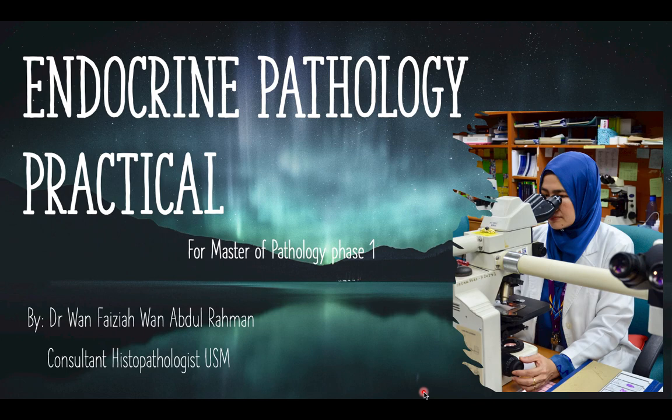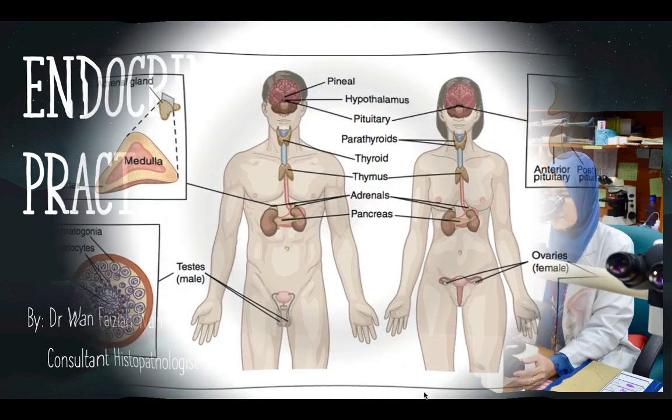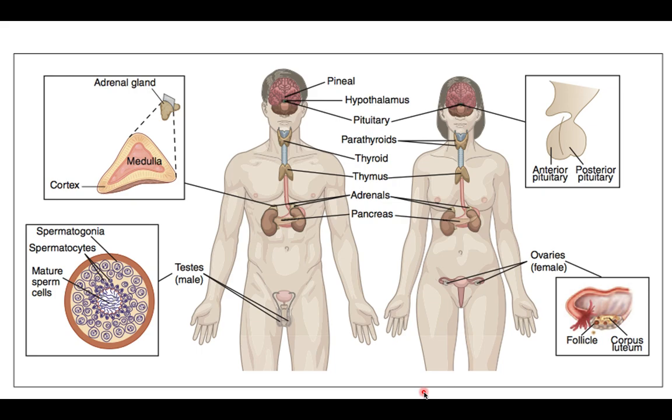This is a recorded slide teaching on endocrine pathology practical for my Master of Pathology Phase 1 students and also useful for undergraduate medical students. As you all know, there are many endocrine organs in our body due to their potential to produce certain hormones. But what I want to focus on today is only the pituitary, thyroid, as well as the adrenals.